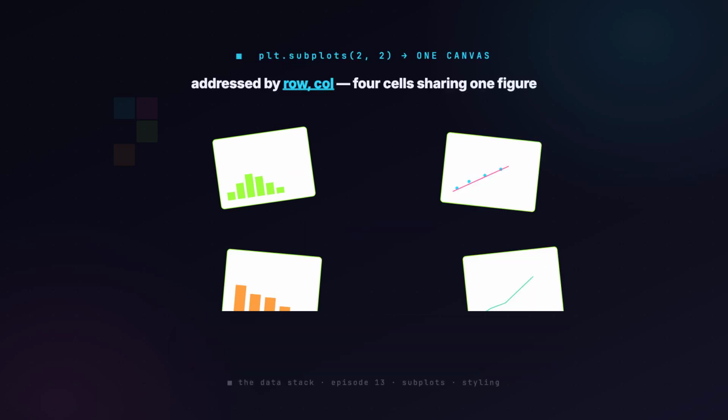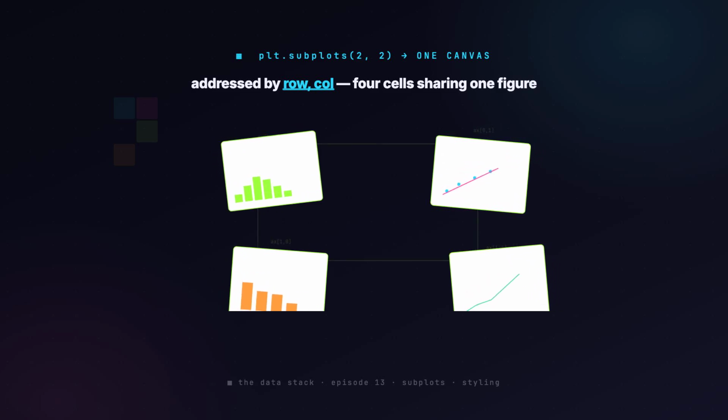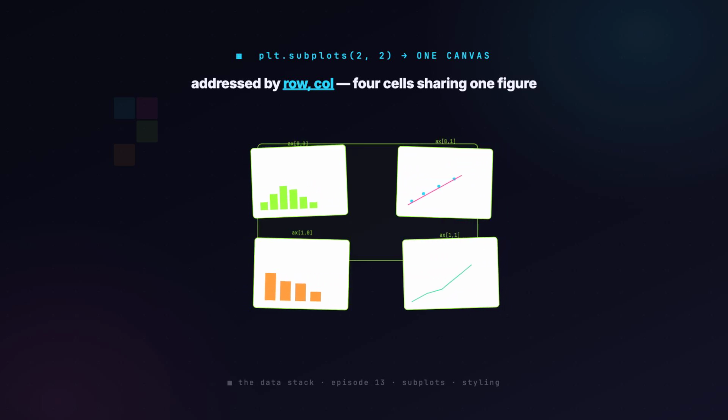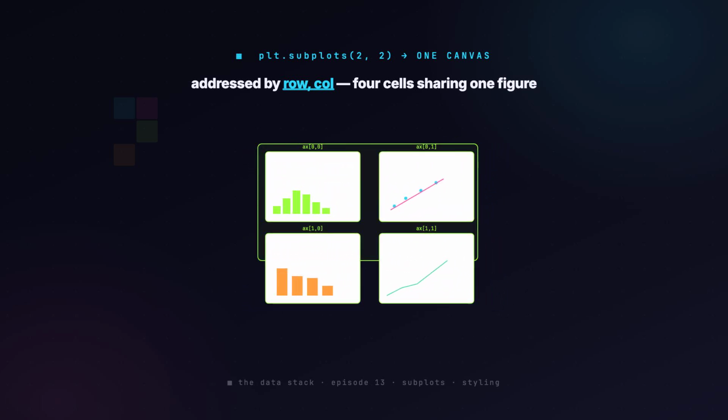plt.subplots(2, 2) returns a figure and a 2x2 array of axes. You don't reach for pyplot's plot anymore. You call the methods on each ax: top left, top right, bottom left, bottom right. Four cells in one grid addressed by row and column, sharing one figure.